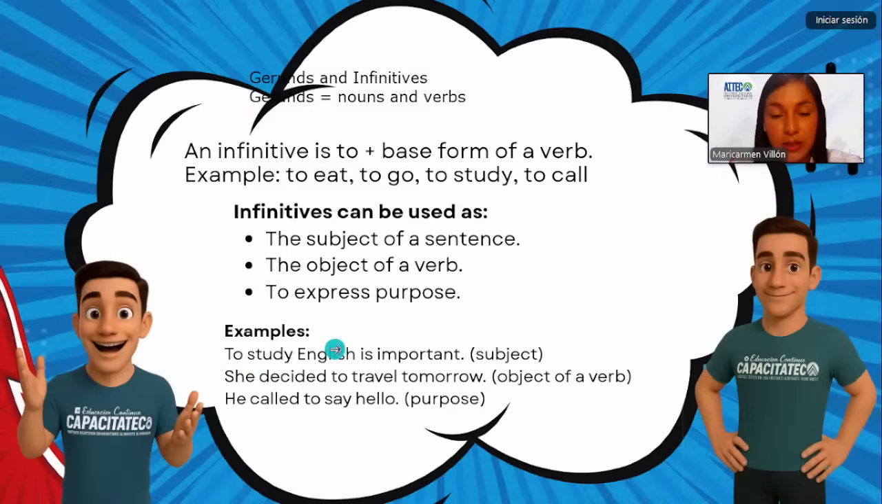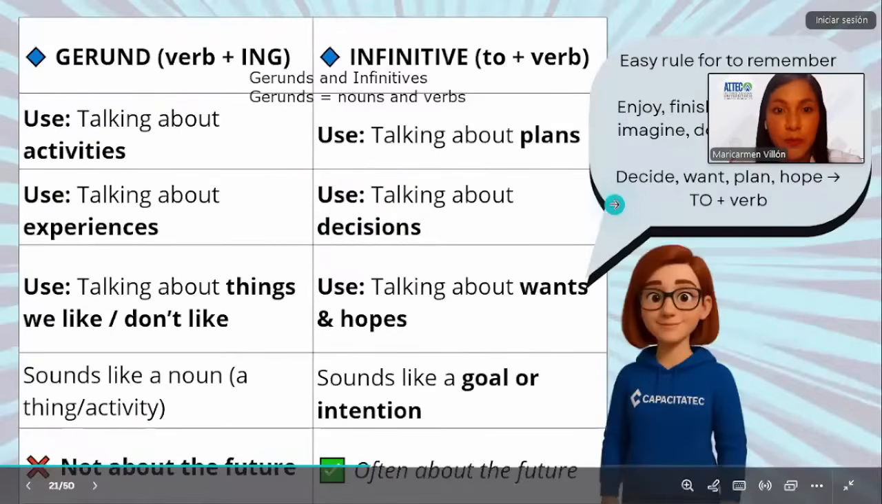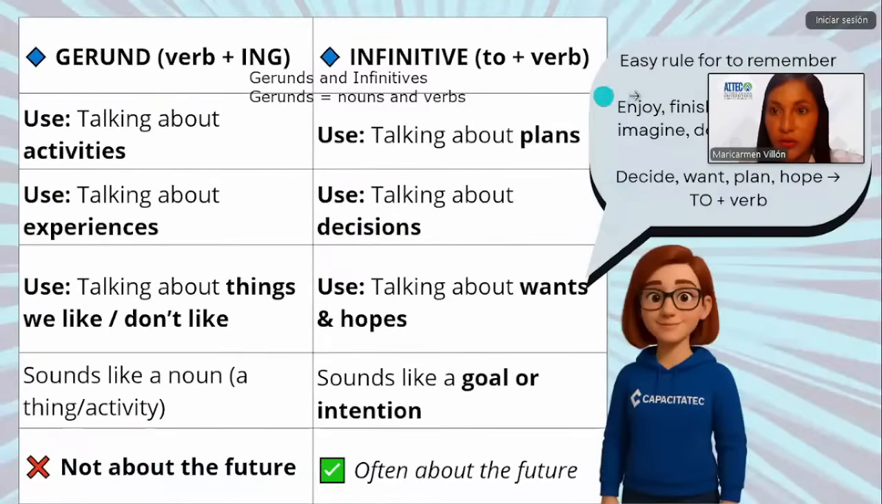Aquí hay unos ejemplos. To study English is important, okay, como sujeto. She decided to travel tomorrow, object of a verb, como objeto del verbo. And he called to say hello. Right, como un propósito de verbs. Veamos. Ahora sí, atentos entonces a esta parte, porque ahí se vienen los ejercicios que vamos a estar practicando. Dentro de los ejercicios en la plataforma van a tener gerunds and infinitives. Cuándo utilizar gerundio y cuándo utilizar el infinitivo.